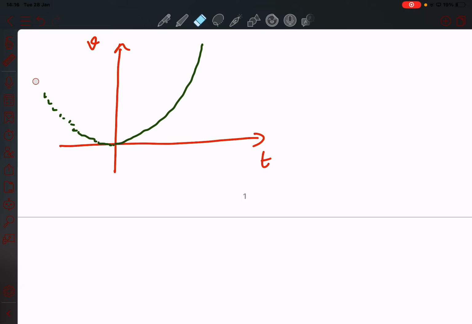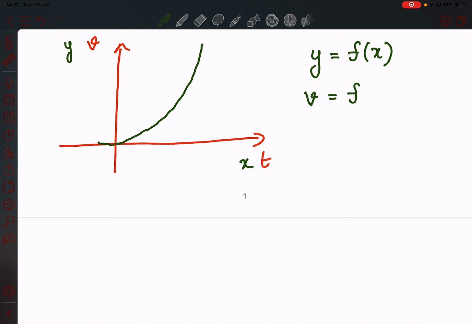If I have to define this graph as a function, now remember in pure maths we always do y equals f of x. Have you seen this? Pure maths. So my y here is v, my x here is t. So I can write v as a function of time. When I say a function of time, a function basically gives you an expression. So I can say v is equal to some expression of t.